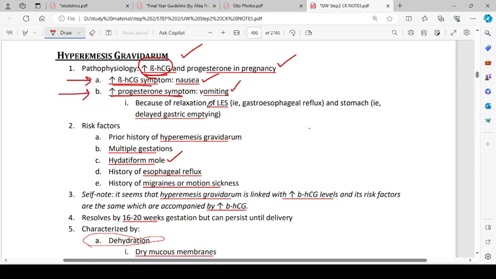Like nausea is because of beta HCG and vomiting is because of progesterone. Because of relaxation of lower esophageal sphincter, that is gastroesophageal reflux, and stomach, that is delayed gastric emptying. Now progesterone normally causes the relaxation of smooth muscle. When it causes the relaxation of lower esophageal sphincter, the vomiting becomes feasible because the lower esophageal sphincter is not patent. The stomach content can spill into the oral cavity, and out of that will be vomiting, and stomach also becomes lax, like there will be delayed gastric emptying. So even that favors vomiting.